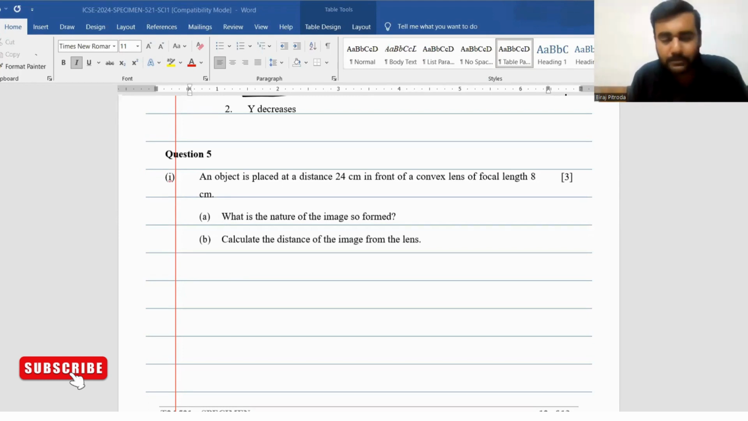Let us take the next question, students. Question number 5, again for 10 marks. You have 3 sub questions, 3, 3, 4. This is a numerical from your chapter number 5, refraction of light through lenses. Let's go with the question.